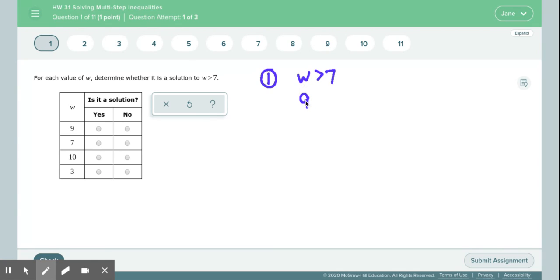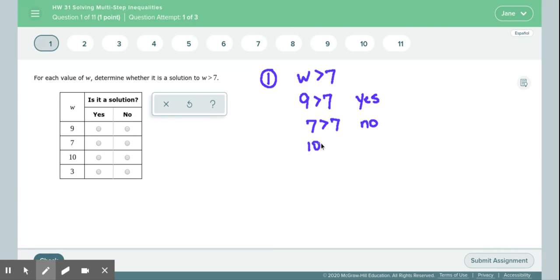So I'm going to replace w with 9. Everything else stays the same. And so now I need to ask myself, is 9 greater than 7 a true statement? And yes, that one is. My next one I have is 7, so I replace w with 7, and then I still have greater than 7. So now I ask myself, is 7 greater than 7 true or false? That is false. That is not true. So no, 7 is not greater than 7.